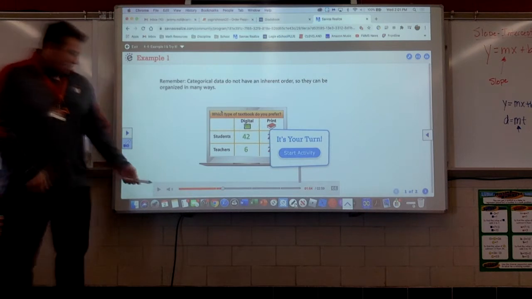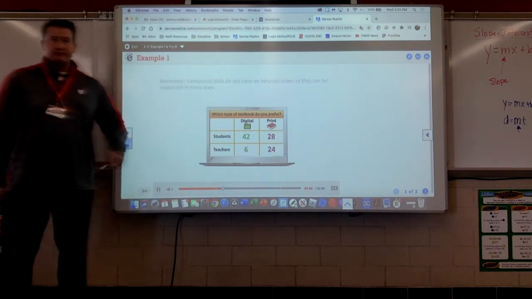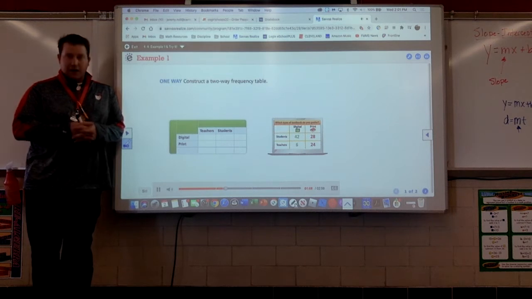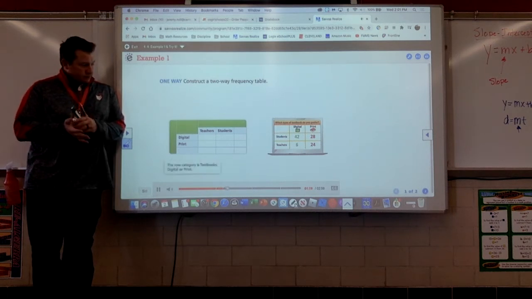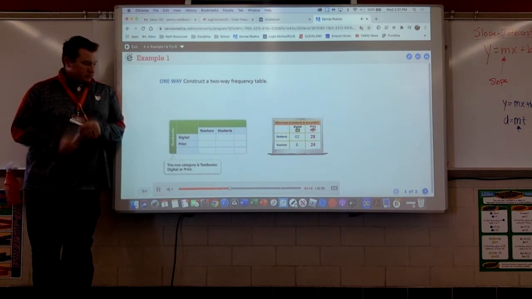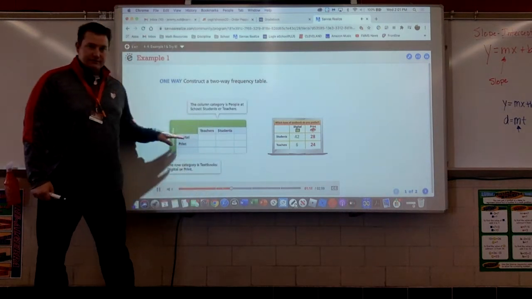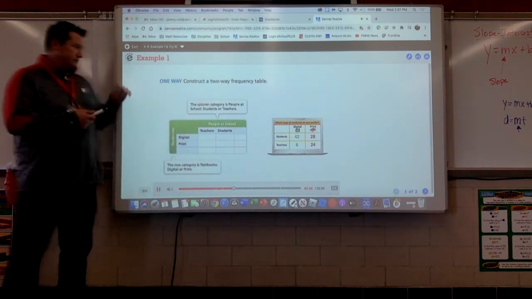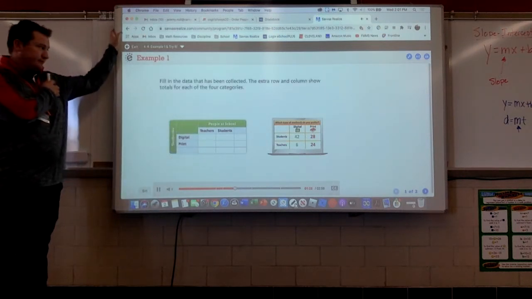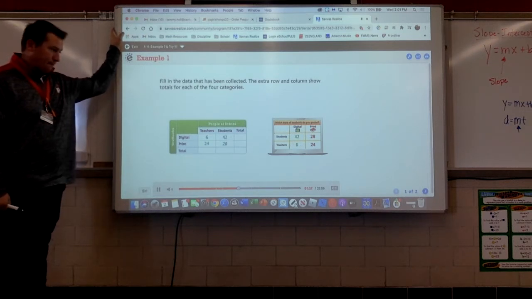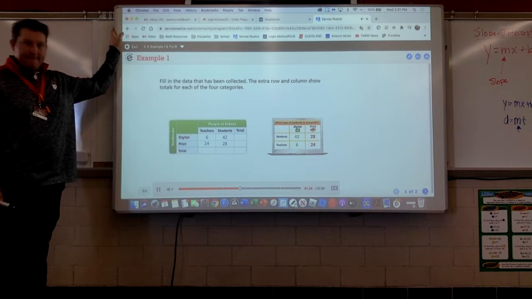It's your turn. It's still their turn. Here's one way to construct a two-way frequency table for this situation. The row category is the type of text, digital or print. Rows go across. The column category is the people at school, students or teachers. Columns go up and down. Fill in the data that's been collected. The extra row and column show totals for each of the four categories.